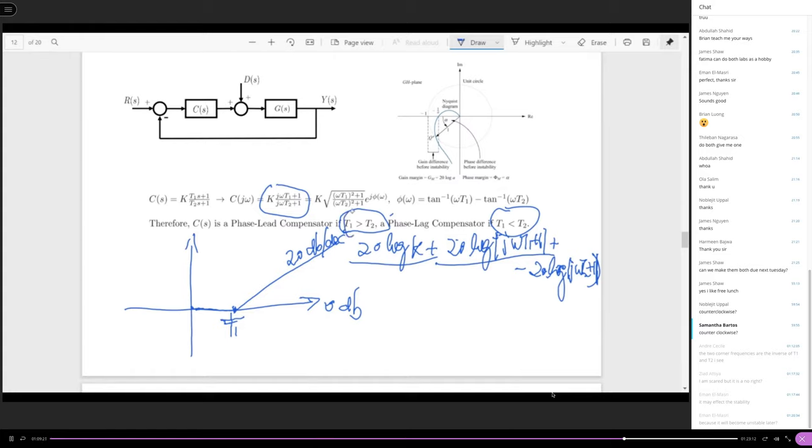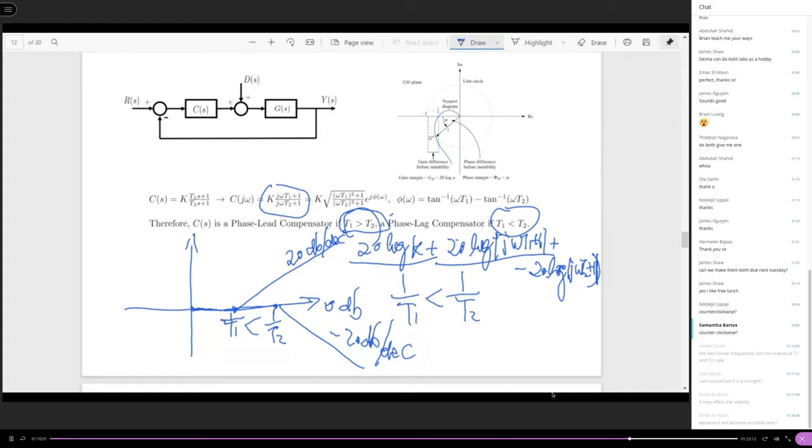If we look at the first case, if T1 is larger than T2, which is the phase lead compensator case, then 1 over T1 is going to be less than 1 over T2. So the second corner frequency is going to be here, because it's larger than 1 over T1. You can quickly draw the approximation for the denominator first order. It's going to go downward, minus 20 dB per decade.